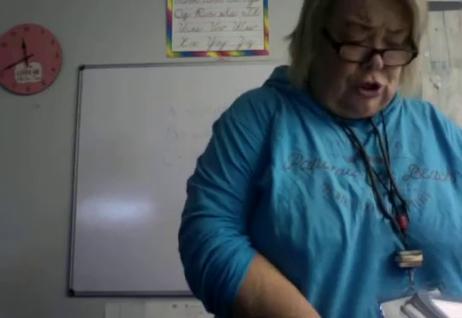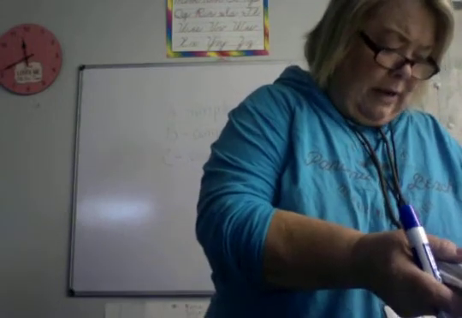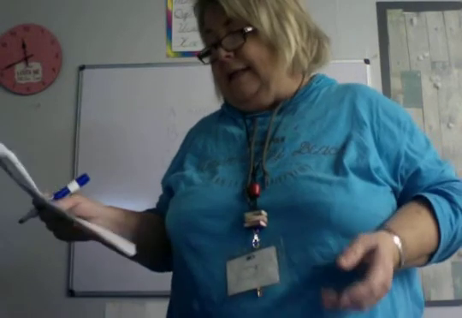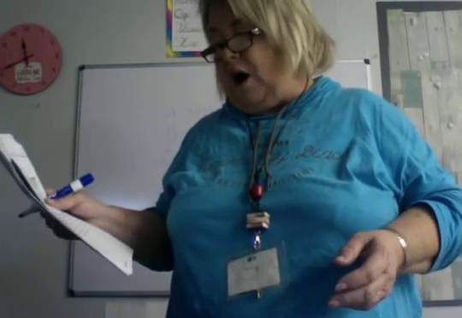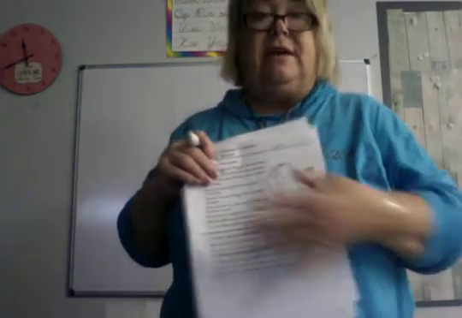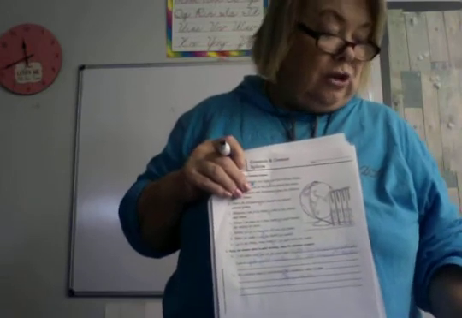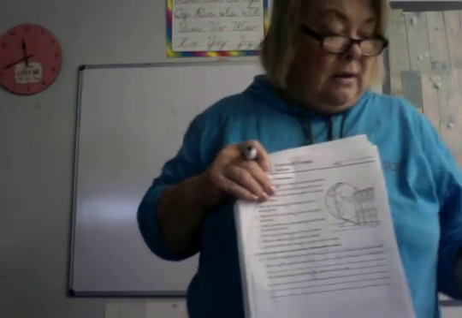And then you've got a worksheet, number 93, that's basically the same thing. You're going to do the same thing here. You're going to insert the commas where they go in 1 through 9, and then in 10 and 11, you're going to circle the comma splice in each sentence and then write the sentence correctly.